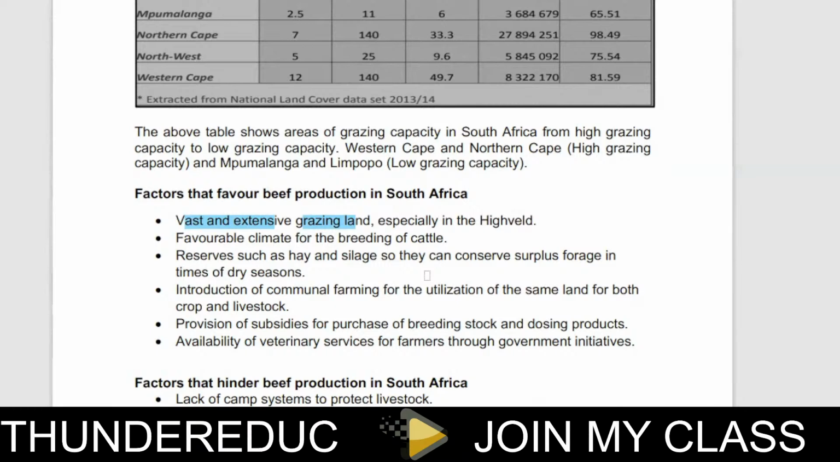Those are the areas where most of the animals are kept. So some of you learners, you just say grazing land. The moment you say grazing land without this word here, it means the question is going to be, what about the grazing land? Okay, what about it? What's wrong with the grazing land?